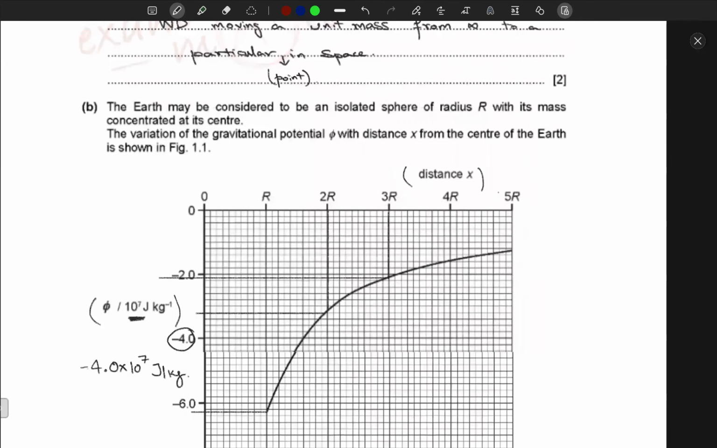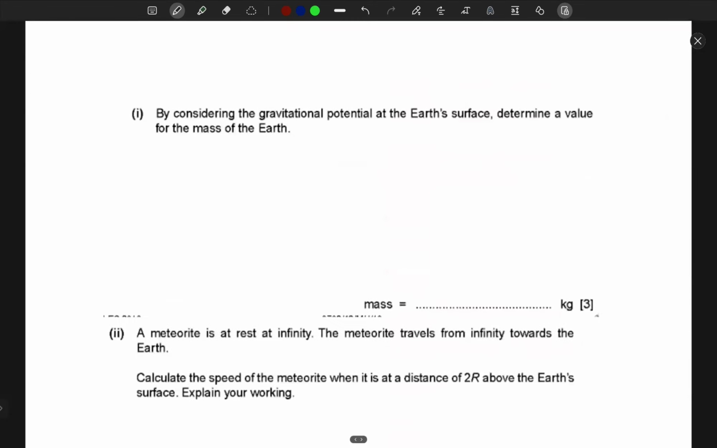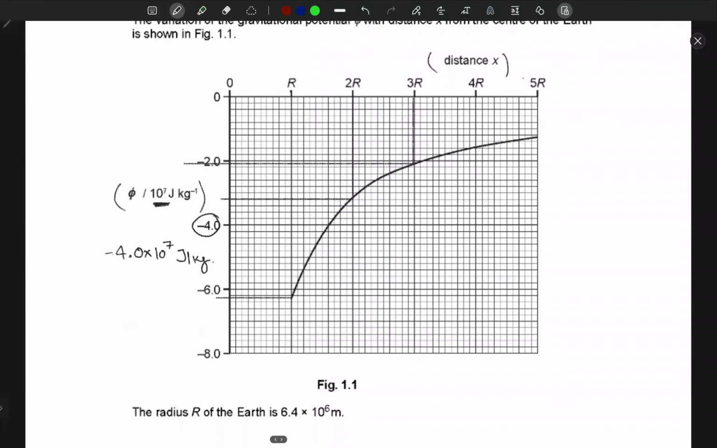And the question they're asking is on this next page. By considering the gravitational potential at Earth's surface, what value of distance should I use? It would be r, right? So I'll use the gravitational potential at r, this one. Is that clear why? Because of course at the surface the distance is r.